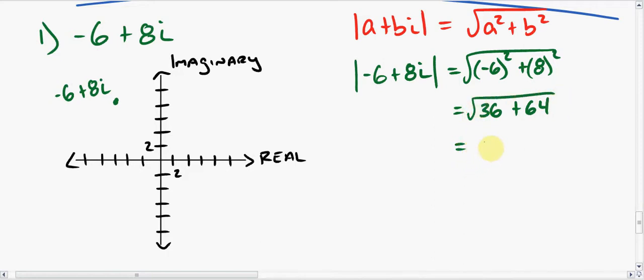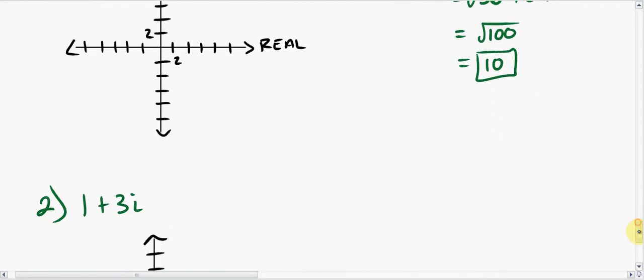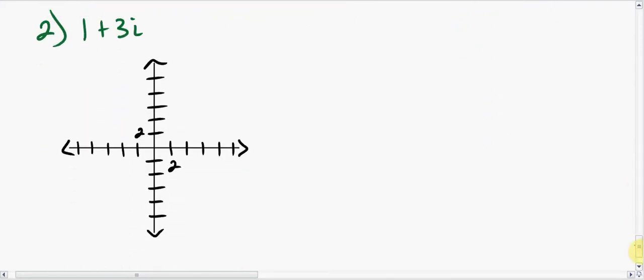And we see 36 plus 64 gives us 100. So we want to take the square root of 100, which gives us our answer of 10. So the absolute value of -6 plus 8i gives us the answer of 10. Let's try one more. Come on down. And we've got the complex number 1 plus 3i. The first thing we'd like to do is plot it. And what I'm going to do is I'm going to change the scale. I originally had it going by 2s, but I'm going to make them go by 1s.